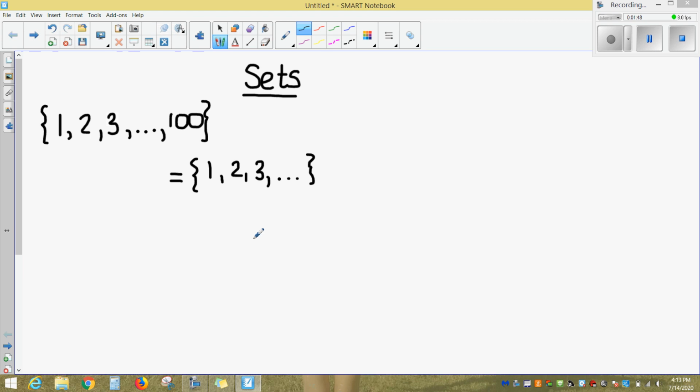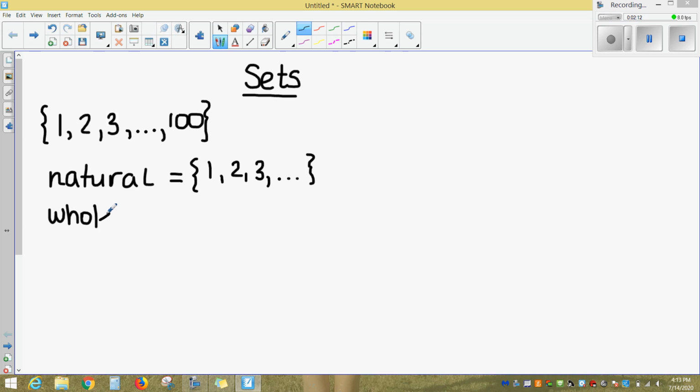Now, there are some sets that we encounter, like this set here, 1, 2, 3, 4, 5, 6, and so on and so forth, that we encounter often enough that they've been given names. And so the set of numbers that I have listed here is the set of natural numbers. And notice that the natural numbers start with the number 1.